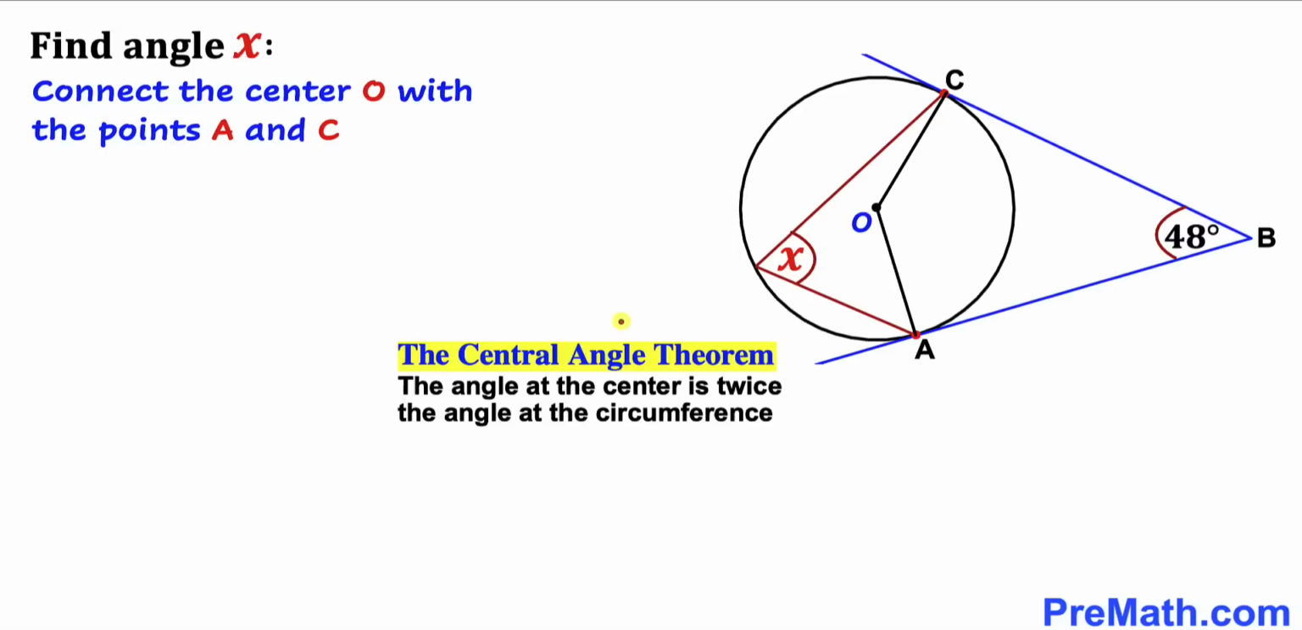Now let's recall the central angle theorem. The angle at the center is twice the angle at the circumference. Now we can see over here our angle at the circumference is x, so therefore our angle at the center over here is going to be 2 times x. So therefore our angle AOC turns out to be 2x.